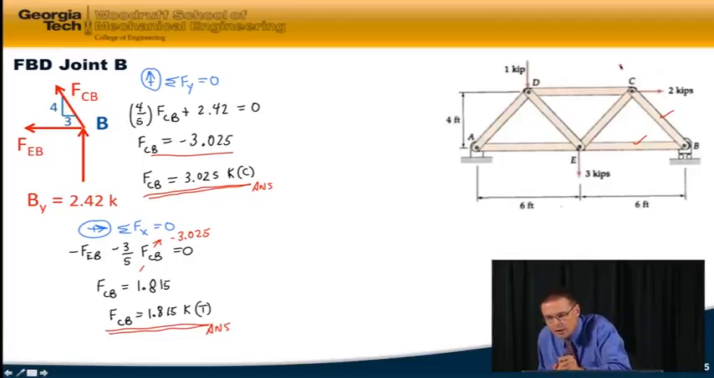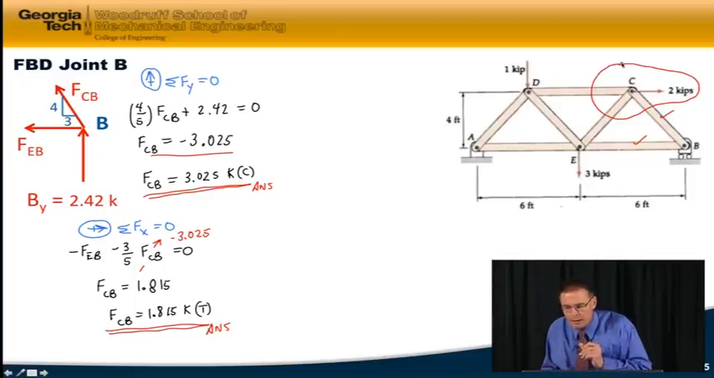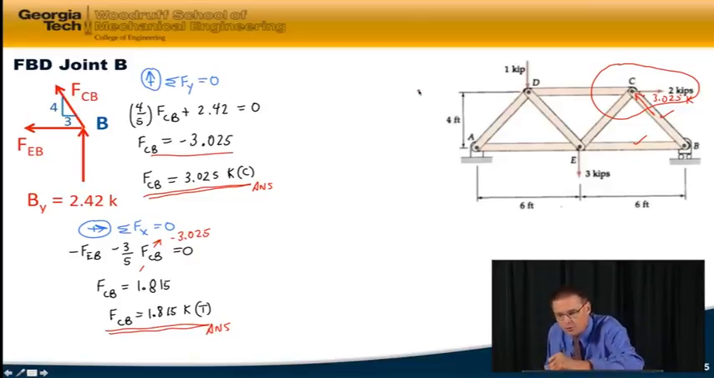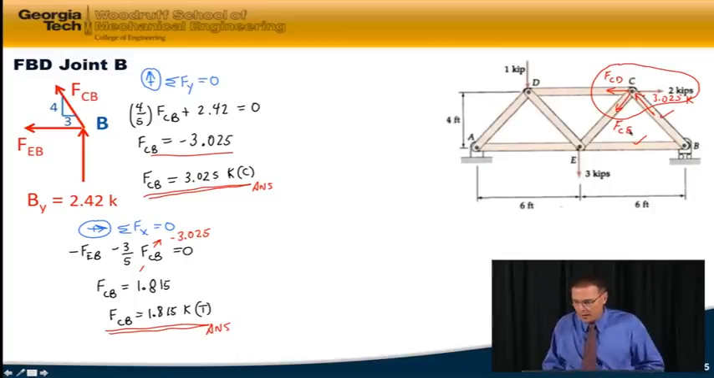I'll go ahead and choose to isolate joint C. We're going to need to draw a free body diagram there. We know that the force in member BC or CB is 3.025 kips in compression. So I'm going to draw that like that. And we don't know these other two members, so we're going to assume them in tension. So this is going to be FCD and FCE. That's a good free body diagram. And we can go on from there.